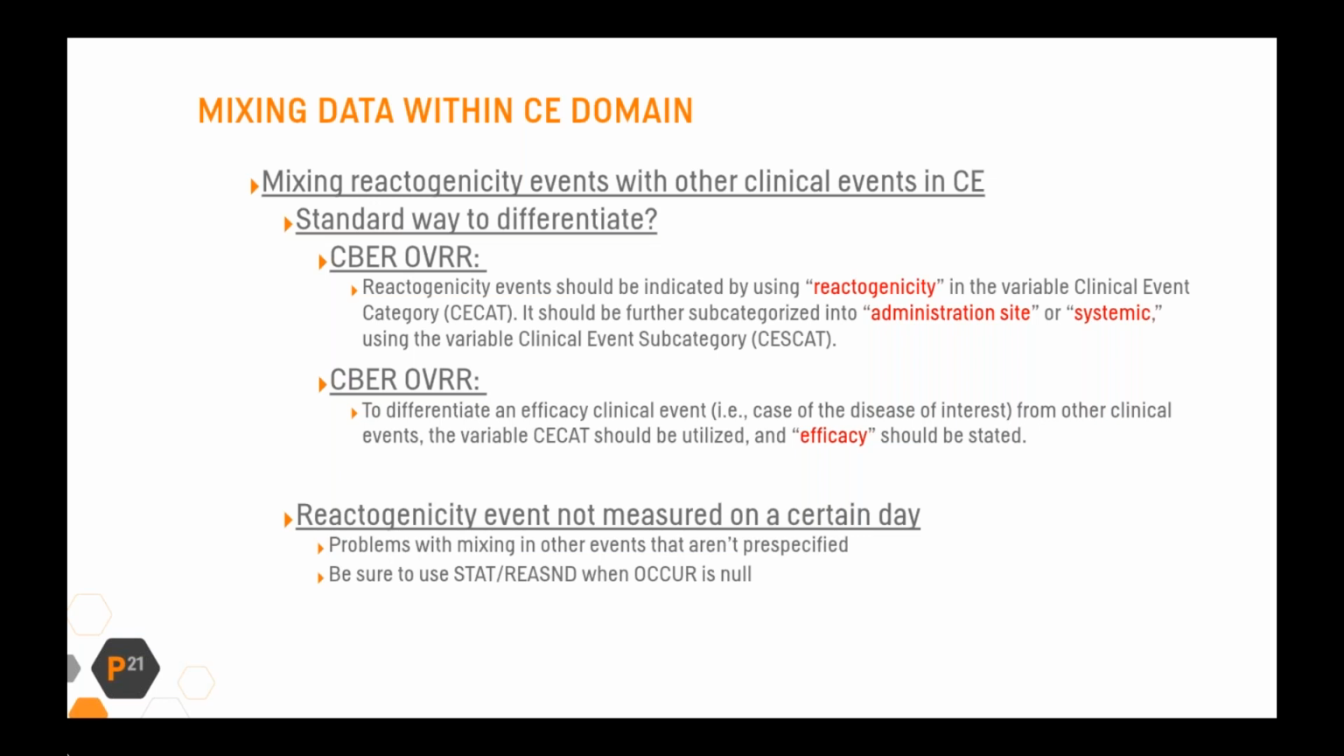The other issue is reactogenicity events not measured on a certain day. So if you have a mix of data in CE that's not pre-specified, and then you mix in your reactogenicity data and you leave occurrence null because it wasn't measured on that day, then you could run into some problems not knowing what a null value of CE occur means. So in this case, we do recommend definitely using the CE stat variable to indicate that this was not done, and then use the reason not done to describe why this assessment was not done.